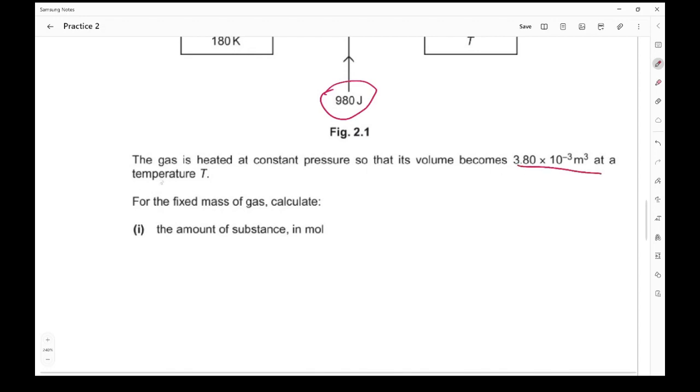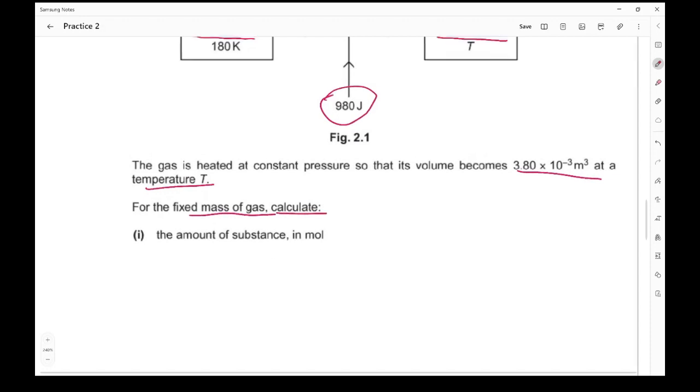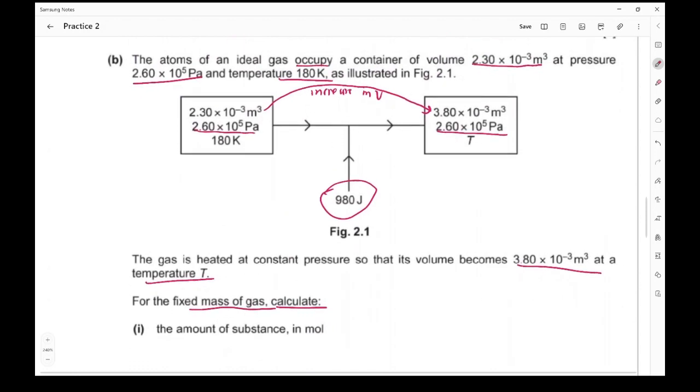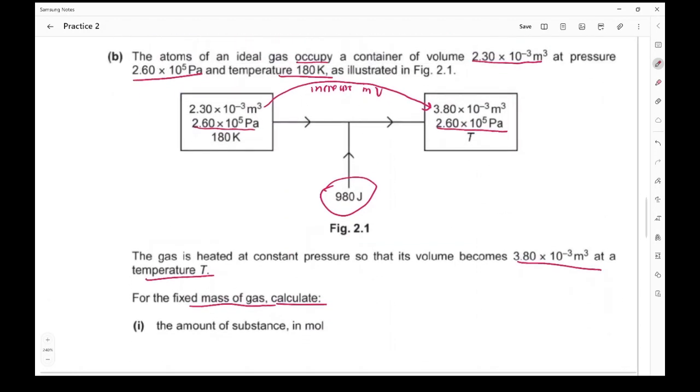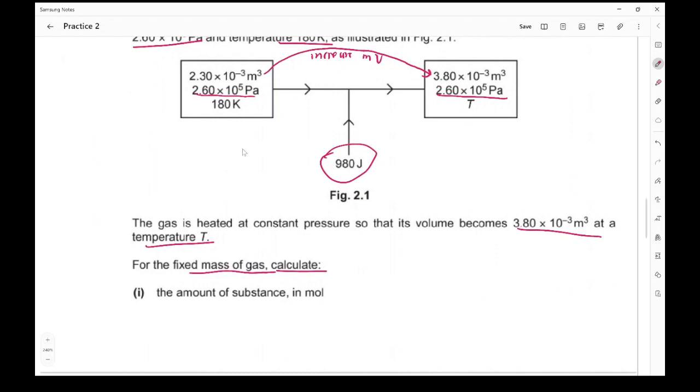Okay, this has already been at a temperature of this. For a fixed mass of a gas, calculate the amount of substance in mole. This is very easy. So the moles won't change because we are simply providing energy to it. So moles in both the cases would remain same. So I'm just going to be using the first part to calculate the amount of substance.